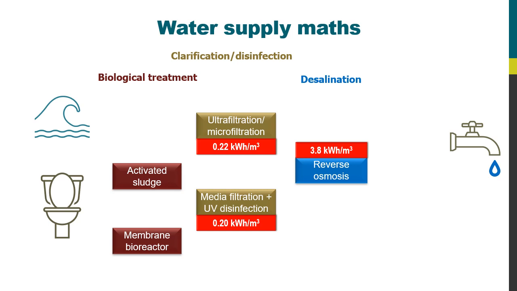It works out at somewhere between 25 and 30 bar of pressure. Add all the hydraulic losses and resistances and you're up above 50 bar, and pumping up to these pressures uses a lot of energy, more than 3.5 kilowatt hours per meter cubed.